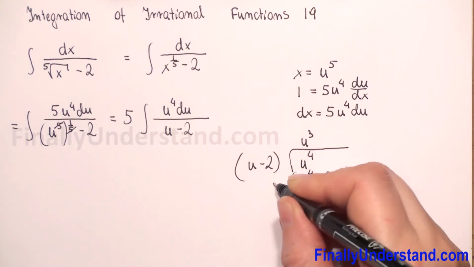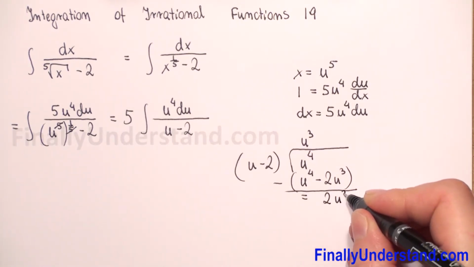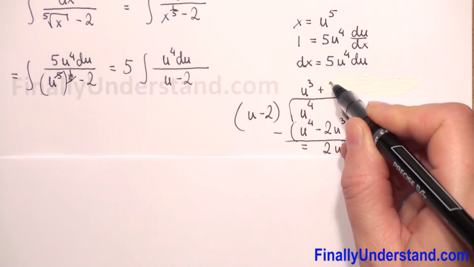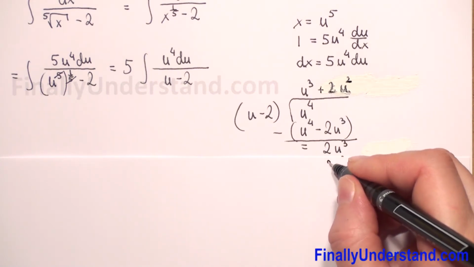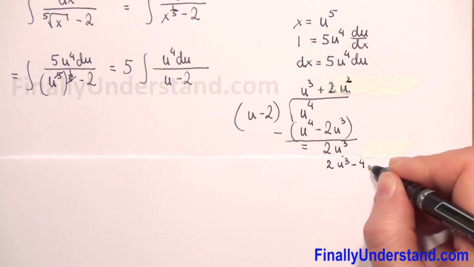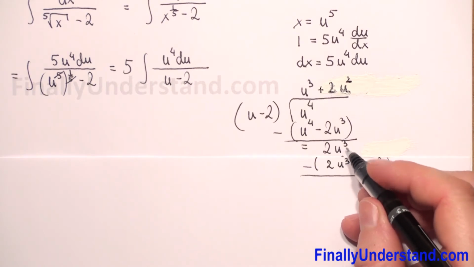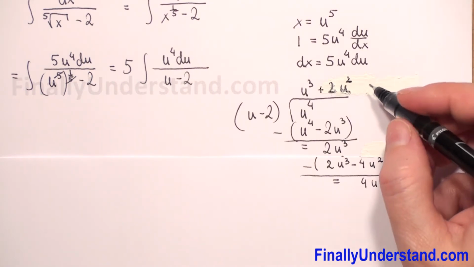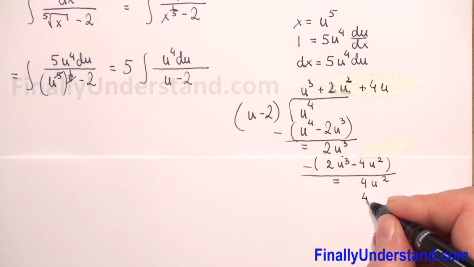Now we have to subtract. So u to the fourth power will reduce and we will have negative, and negative gives me positive 2u cube. 2u cube divided by u will be plus 2u square. So now we have to do multiplication, so it will be 2u cube and minus 4u square. Have to subtract, so 2u cube will reduce and we have 4u square divided by u, so it will be plus 4u. So now we have to again do multiplication.